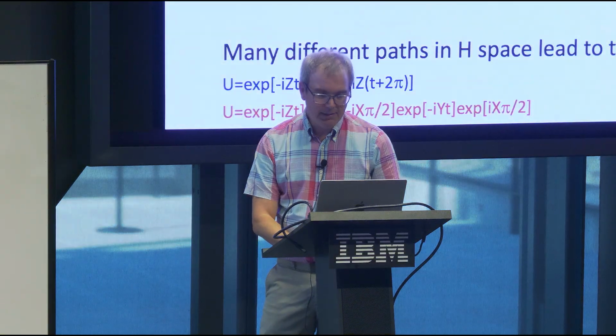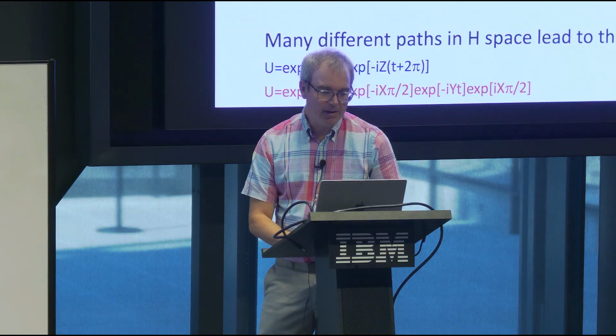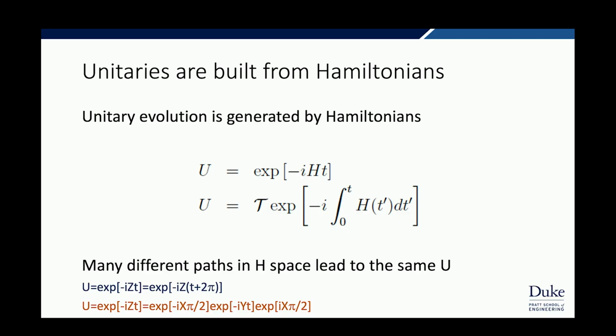What's really neat about this is that all of our gates are built from these Hamiltonians. The strength is that we can build the same gate out of very different Hamiltonians integrated over very different times. A simple example is if on a single qubit I want to do a z rotation, I can do that z rotation directly if I have access to z, or I can do it with only x and y rotations. So there are many paths in Hamiltonian space that lead to the same gate.